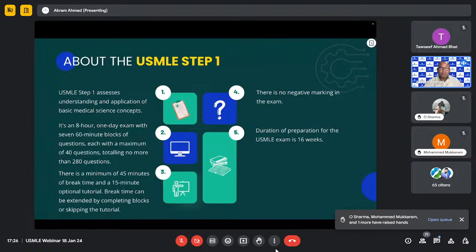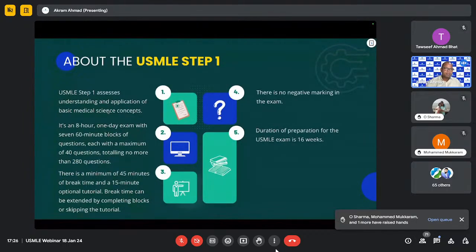So for this, first of all, there is no negative marking for USMLE. And the duration for this exam: we will provide you coaching for four months, including the revision. Three months will complete the syllabus, and one month will be the revision.